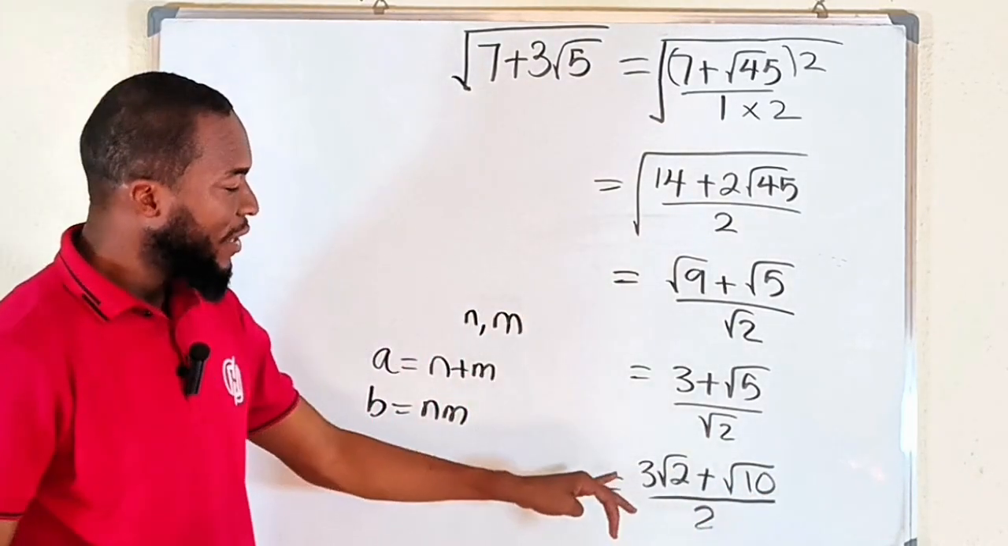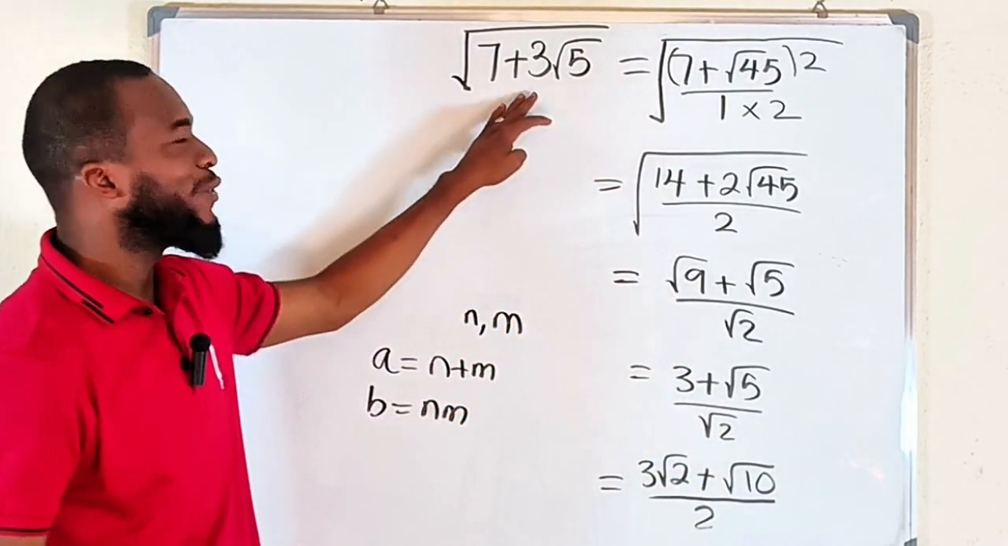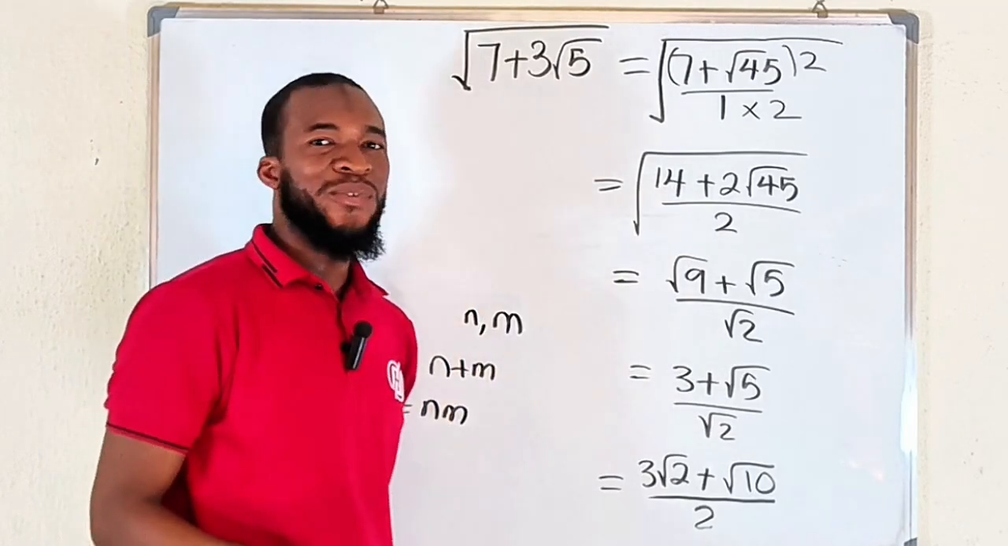So finally, 3 root 2 plus root 10 divided by 2 is said to be the square root of 7 plus 3 root 5. As simple as that.